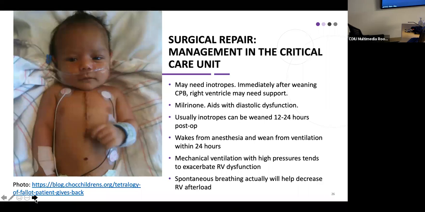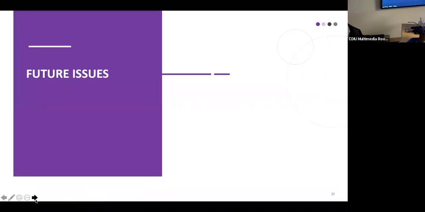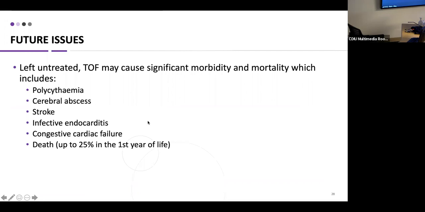The next section, we will talk about future issues. If the patient doesn't have surgical intervention, the tetralogy of Fallot may cause significant morbidity and mortality, and this could include polycythemia, which could lead to thickening of the blood, which could increase clot formation. We could see cerebral abscesses occur, strokes, infective endocarditis, congestive cardiac failure, and it could lead to death.